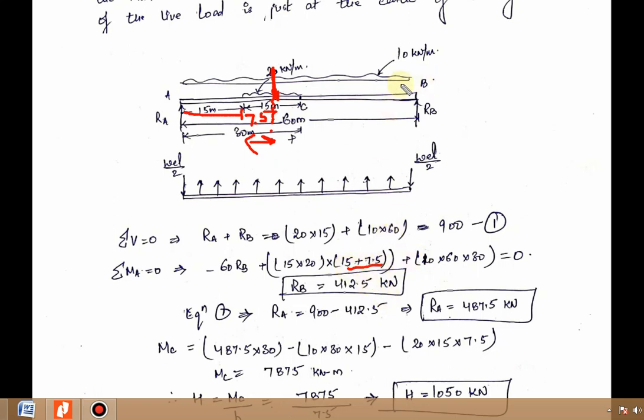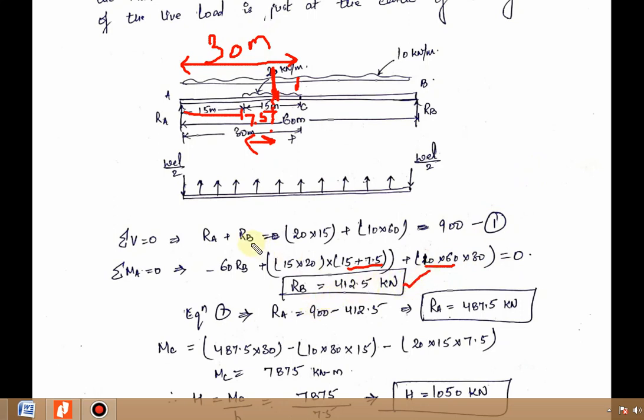Now let's take the dead load. So convert this UDL into the point load. So multiply it with the span of the UDL. So 10 into the length of the dead load is 60 meters. So 10 into 60, and this load will act at the center of 60, that is 30. So the perpendicular distance of this load from A point will be 30 meters. So just multiply it with 30. So 10 into 60 into 30, and this equals 0. So RB will come out to be 412.5.